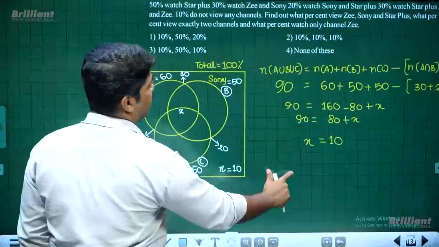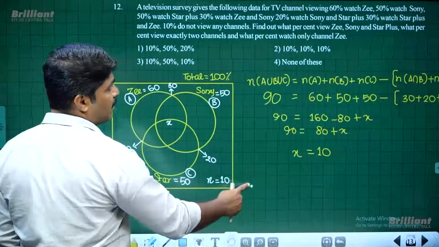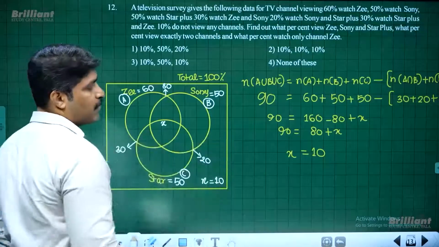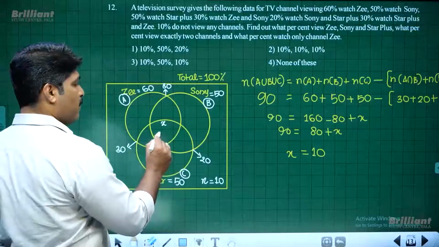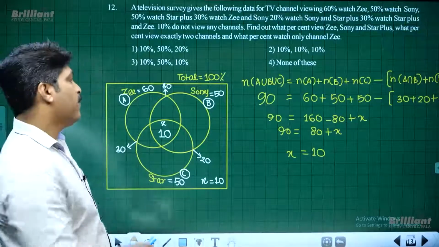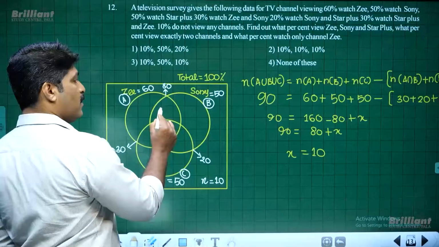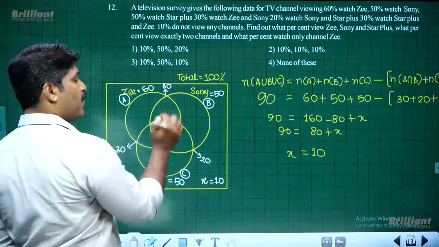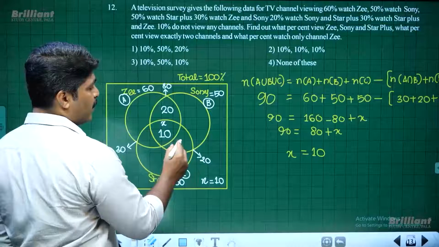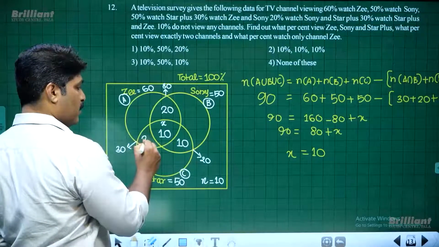So then we can continue with that finding. If x equal to 10, what's the conclusion here? So we got x equal to 10, so just substitute the value of x here. So we can fill in all the rest of the values. It is given that for these two regions, 10 plus this region equal to 30, therefore that is 20, and 10 plus this region equal to 20, therefore this region is 10. 10 plus this region equal to 30, therefore this is also 20.